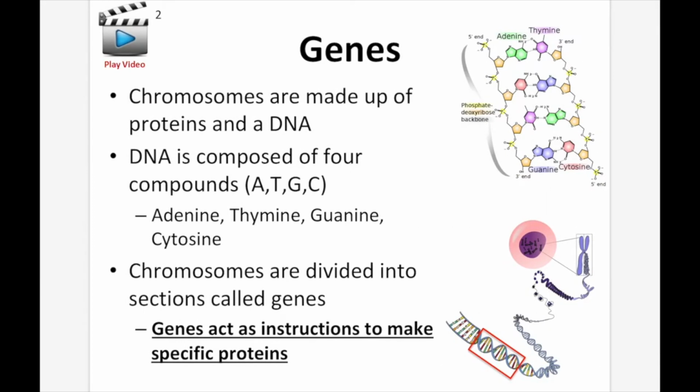Genes. Chromosomes are made up of proteins and DNA. DNA is composed of 4 compounds, A, T, G, and C, otherwise known as adenine, thymine, guanine, and cytosine. Chromosomes are divided into sections called genes. So that's what I was talking about before with those section 1, section 2. And genes are going to be the actual instructions used to make the proteins that make us who we are.